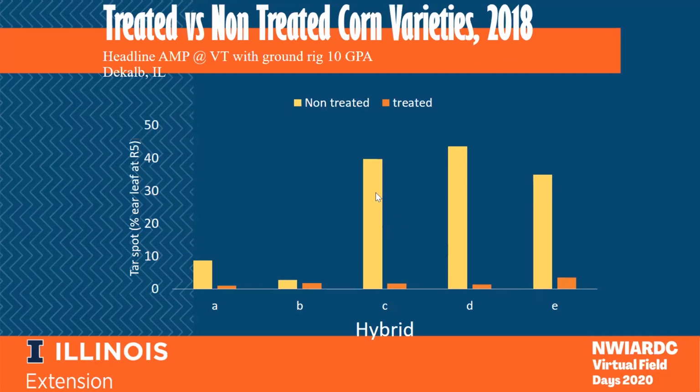So here we have, in this case, a field that was non-treated right next to a field that was treated. We have five different hybrids. These two here are less susceptible, so those fungicide applications had less impact in terms of the amount of tar spot on the ear leaf. But those really susceptible ones, you can see it was taking it down from 40% down to less than 5% with a good timed application at VT in that year. So it can definitely help.